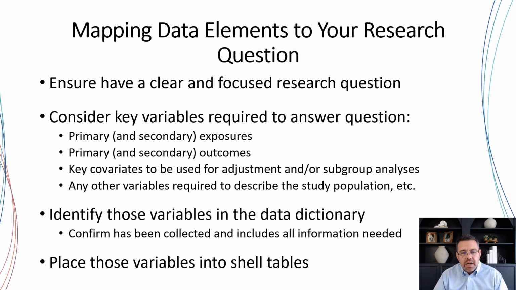And then any other variables required to describe the study population, right? And so here I think about, what type of information would I like to include, let's say, in a table 1 of a manuscript to help describe the study population that we're examining, right? So if you think about those 4 key aspects, I think that'll go a long way in helping you identify which variable names, or I should say which data elements you want to obtain for your study, and then map those back to the variable names.